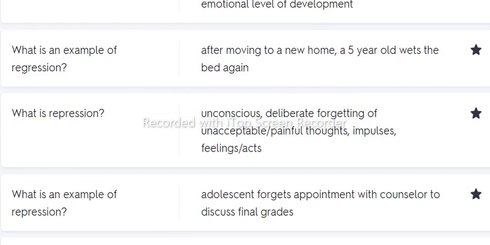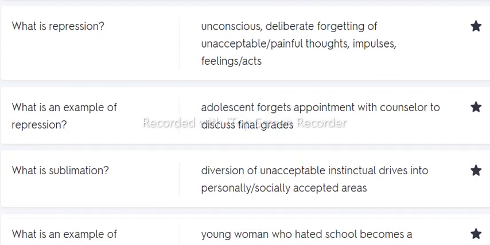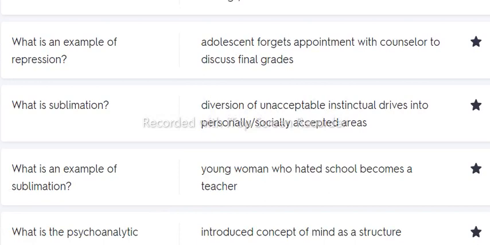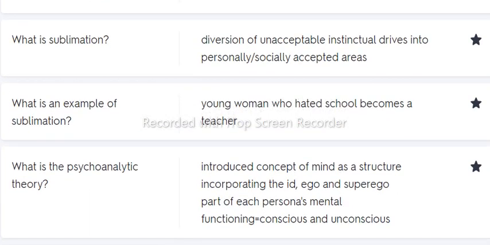What is repression? Unconscious, deliberate forgetting of unacceptable painful thoughts, impulses, feelings, and acts. What is an example of repression? Adolescent forgets appointment with counselor to discuss final grades. What is sublimation? Diversion of unacceptable instinctual drives into personally and socially accepted areas. What is an example of sublimation? Young woman who hated school becomes a teacher.